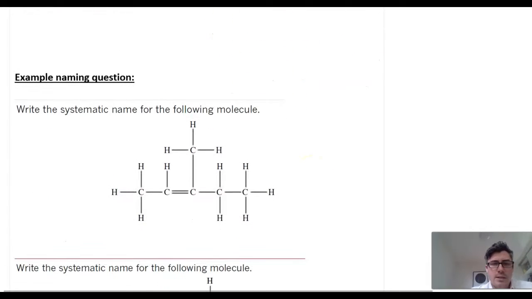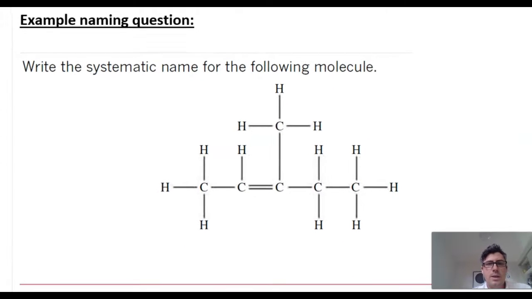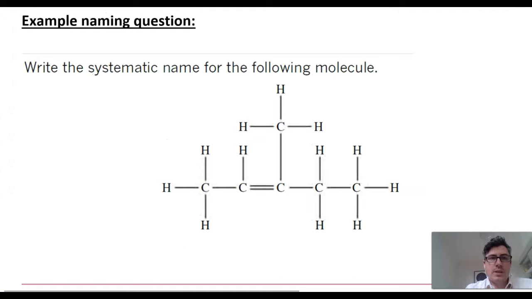Now, here's an example of a naming question. So the first one here, write the systematic name for the following molecule. Okay, so with naming molecules, you always start by looking for the longest carbon chain. Now you can see that's going to be the 5 carbons in a row there. And the fact that this is an alkene means that that's the priority. So this is a pentene, the parent molecule here. And the carbon-carbon double bond is between the second and third carbon.